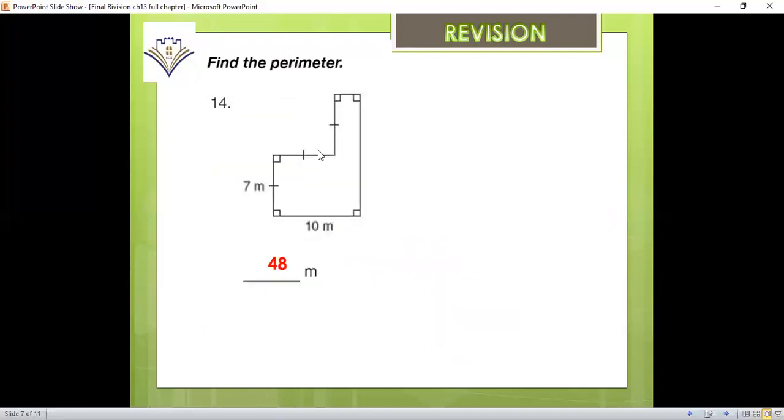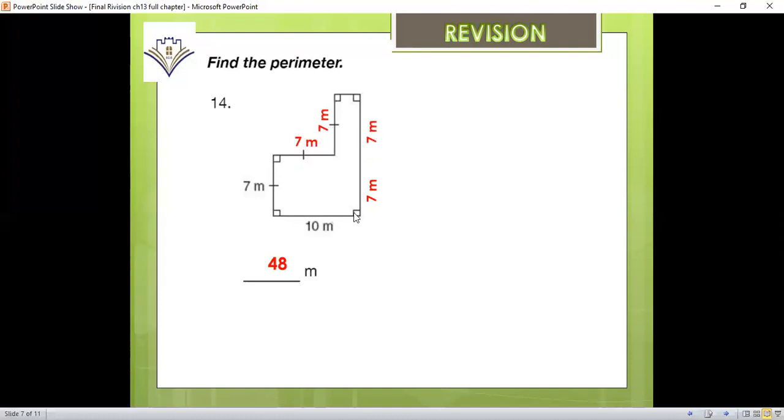Find the perimeter. Look, we have here 10 meters. And this side is 7. What about this side? This side is 7, and also this side is 7, and this side is also 7. Look at the opposite here: this 7 is opposite to this 7, and this one is 7, and the opposite of it is also 7.